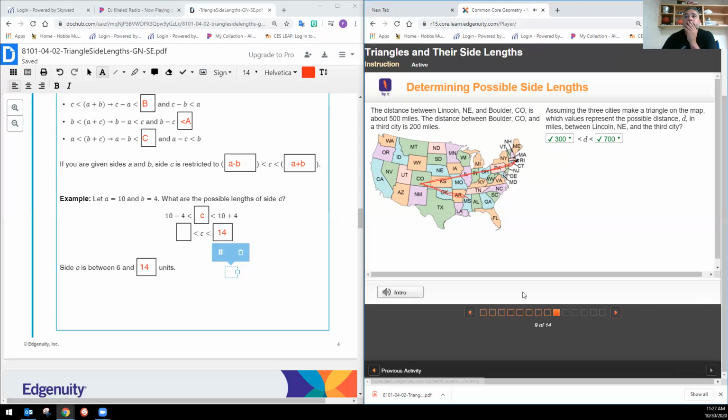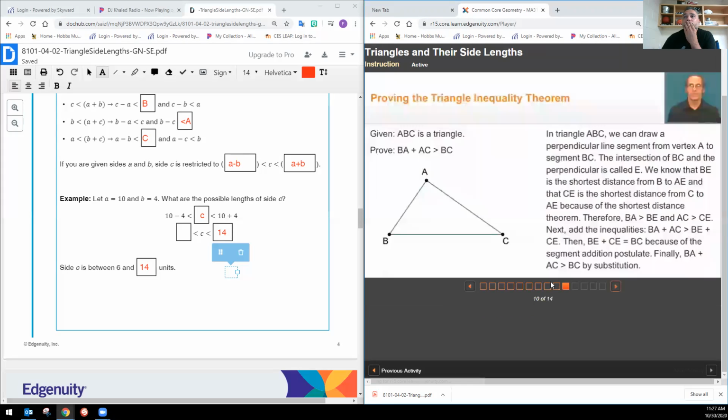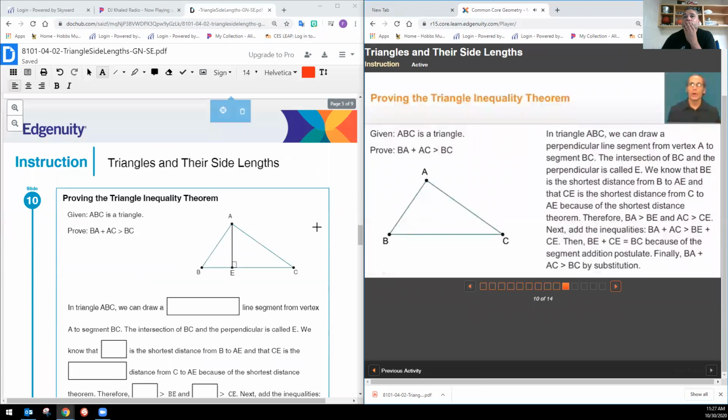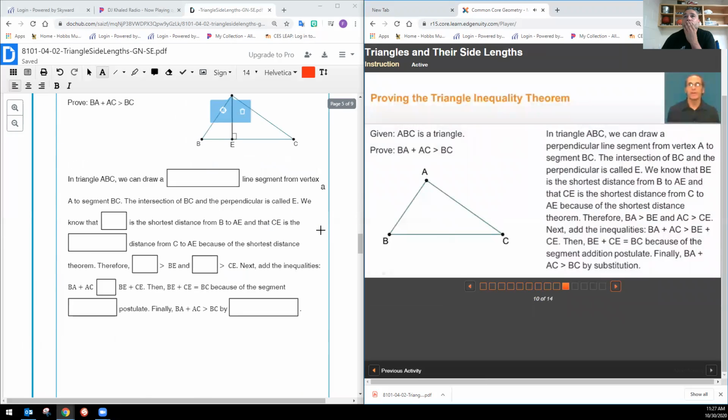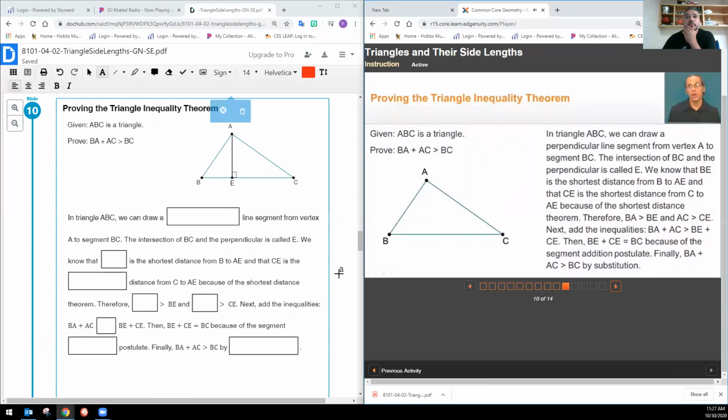Now, let's prove the triangle inequality theorem. Given a triangle, what we want to prove is that the sum of the lengths of any two legs is greater than the third leg of the triangle. Given triangle ABC, I want to prove that if I sum up lengths AB and AC, that'll be longer than the length of the third side, BC. Now, how do I do this?